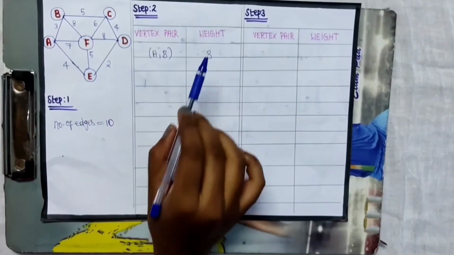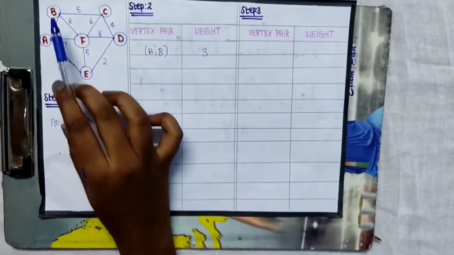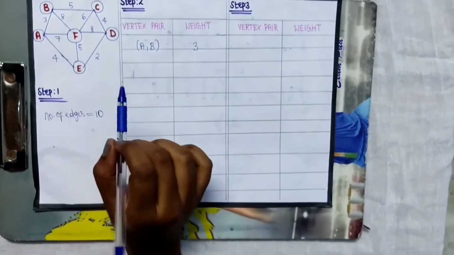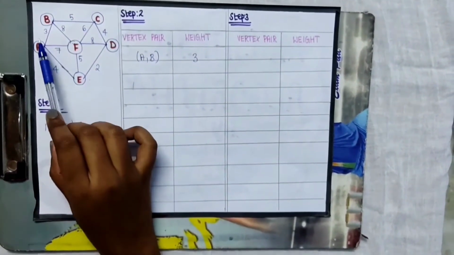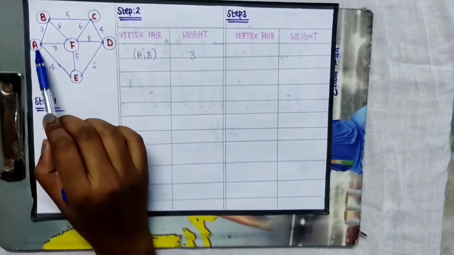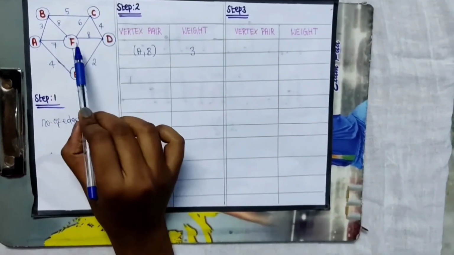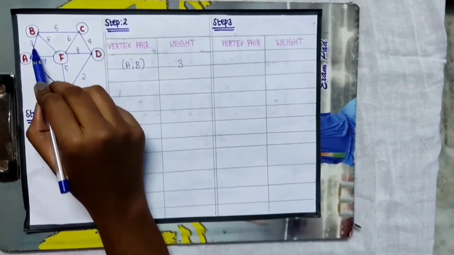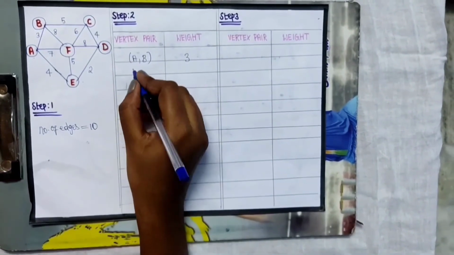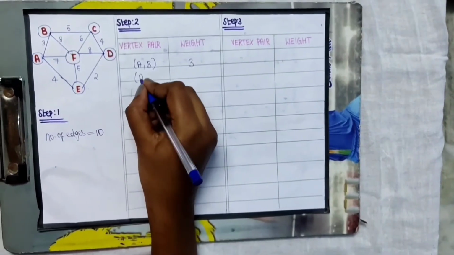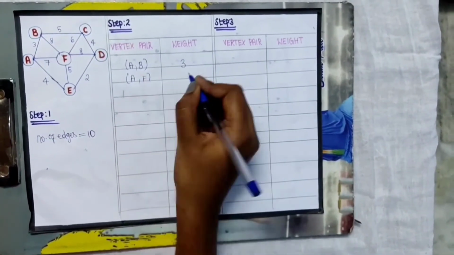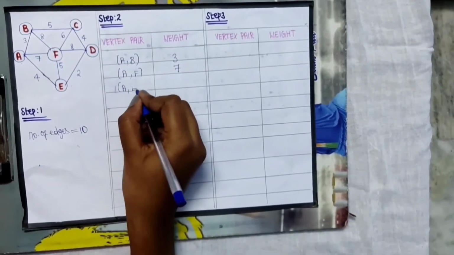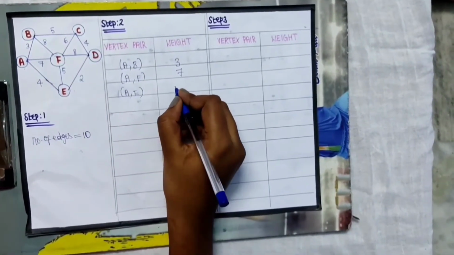To avoid confusion, you can first pick any one of the alphabets and complete all the possible vertex pairs. So, here I am picking the alphabet A. The alphabet A is combining with B, F, E. So, I am first writing A, B, and the weight of A, B is 3. Then again I am picking A, F. A, F has weight 7, and A, E has weight 4.